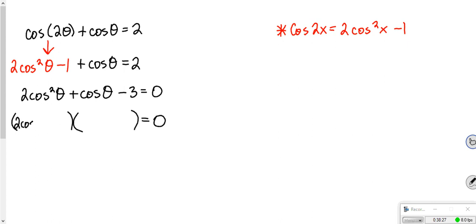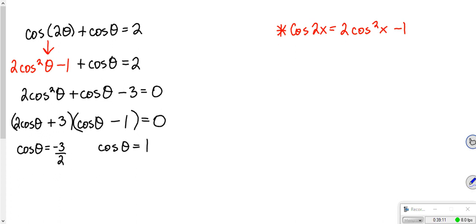So back to this one now, we are factoring. I'm going to have a 2 cosine theta and then just a plain cosine theta. Factors of negative 3, I should say. This is going to give me a plus 3 and a minus 1. Because then I'm going to have a 3 cosine theta minus 2 cosine theta, which would give me a positive 1 cosine theta in the middle. So solving these, this gives me cosine theta equals negative 3/2, and this side gives me cosine theta equals 1.